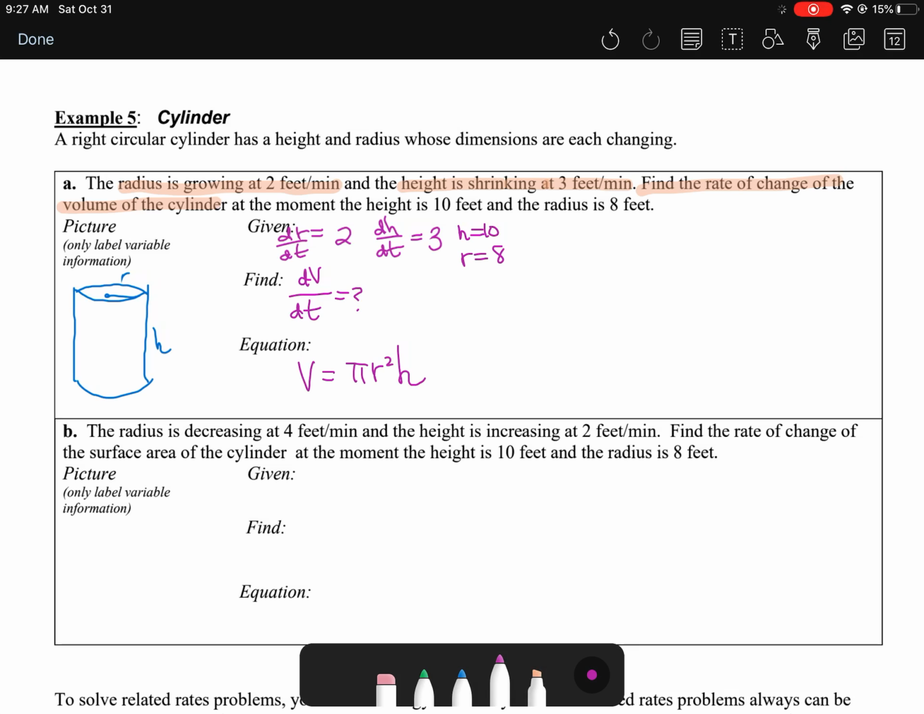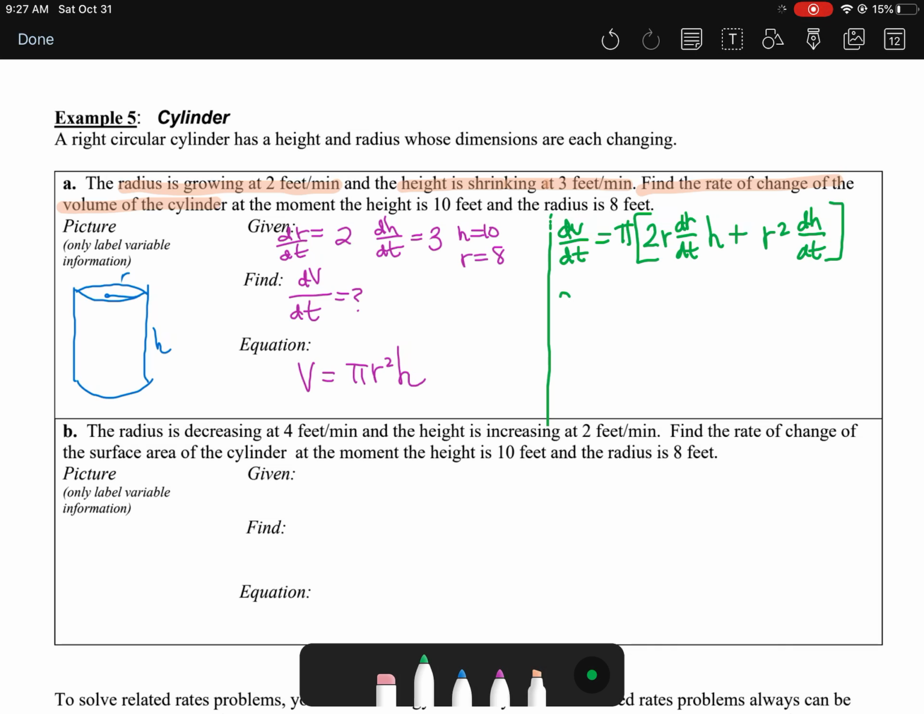Okay, so now let's go ahead and solve. Well, I need to find dV/dt, so I'm going to take the derivative. So dV/dt. Well, remember, pi is a constant, so I'm taking pi out. I have to take r squared times h, so I have my product rule. So 2r dr/dt times h, plus r squared times dh/dt.